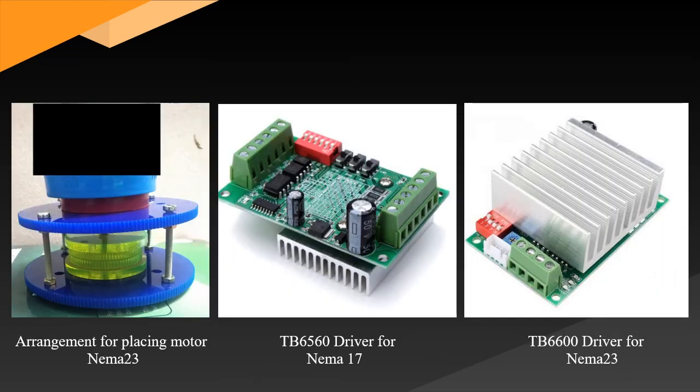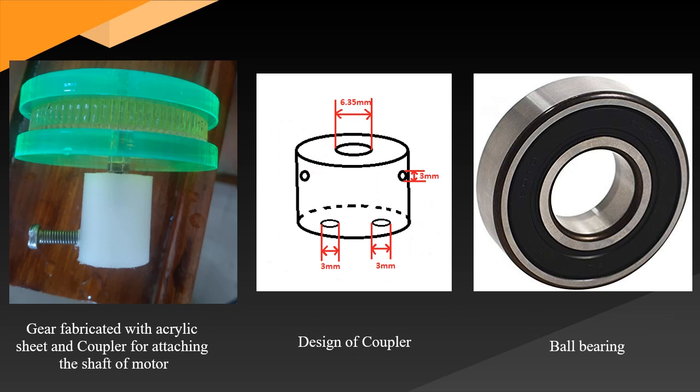The first figure shows the arrangement for placing motor NEMA 23. The second figure shows the driver for NEMA 17. The third figure shows the driver for NEMA 23. The gear is designed in SolidWorks considering constraints of the GT2 belt, and using laser cutting it is cut in acrylic sheet. And there is a design for the coupler. The coupler is made using nylon rod in the machine lab.